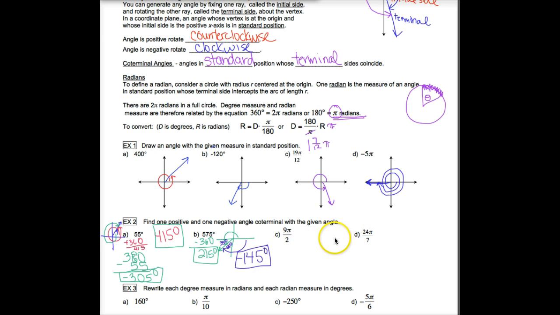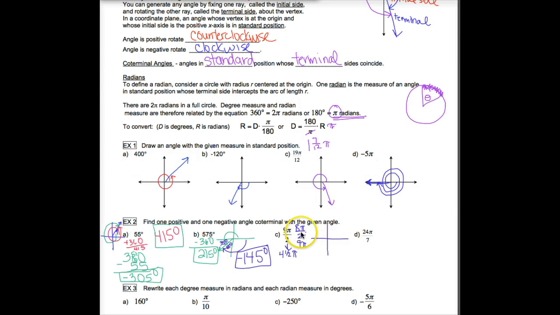All right, 9 pi over 2. So here's my sketch. 9 pi over 2. 8 pi over 2 is 4 pi. So this is 4.5 pi. So we're working in radians now, but you can use the exact same type of logic.